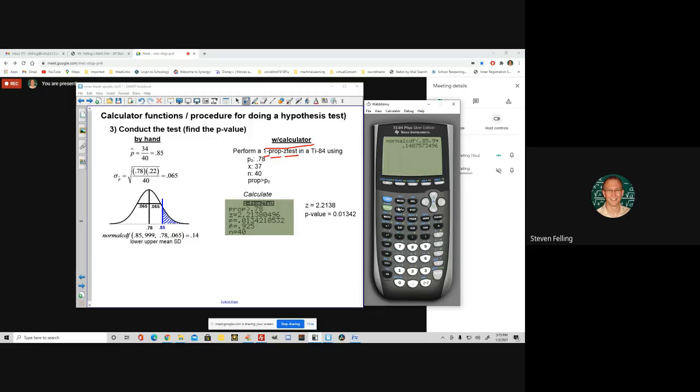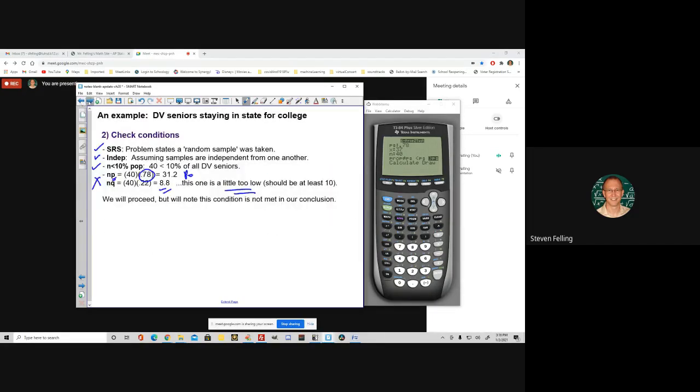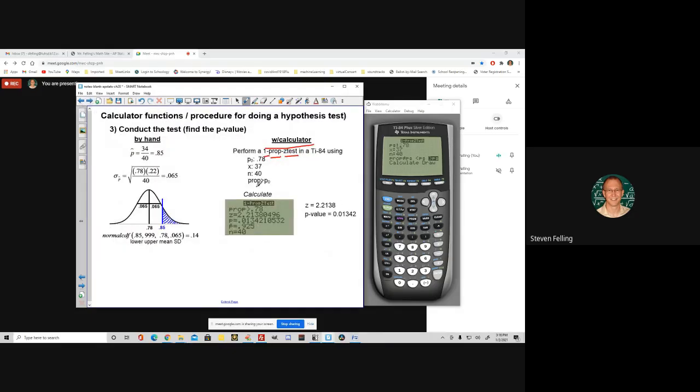One prop z test, stat tests, one prop z test. Is that the right one? Test, one proportion. Yep, that's right. 0.78, 37 out of 40. Oh, that's why. I have the wrong number here. It wasn't 37, was it? It was 34. That's why. That's where the typo is. Sorry for the confusion. This needs to be a 34 because that's what we actually had in the problem.